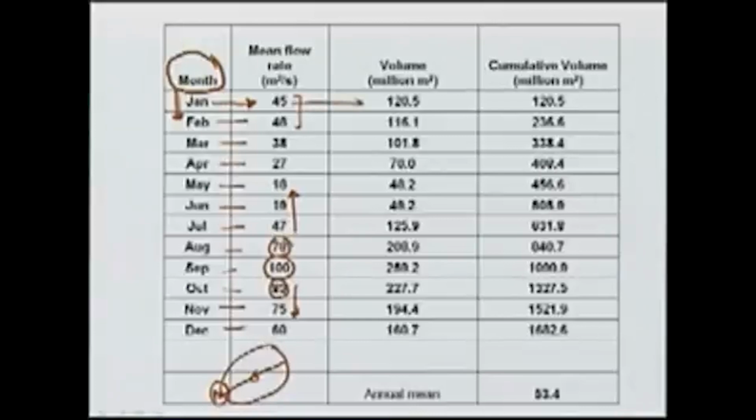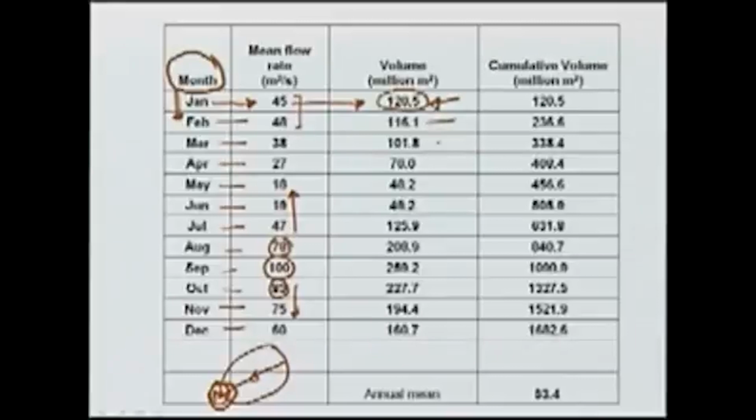out the volume. So, for example, in January there will be 31 days multiplied by 24 hours, then 3600 seconds. So, that gives us a volume which we have shown here in terms of million meter cube. So, this value of 120.5 represents the volume of flow in the river in the month of January. So, for the entire month of January, 120.5 million meter cube of water will pass through this point A.